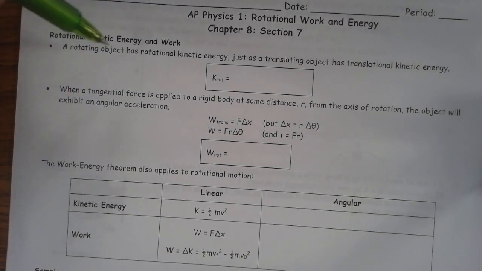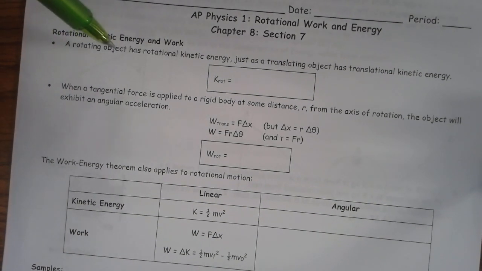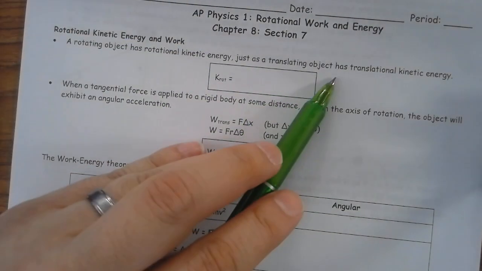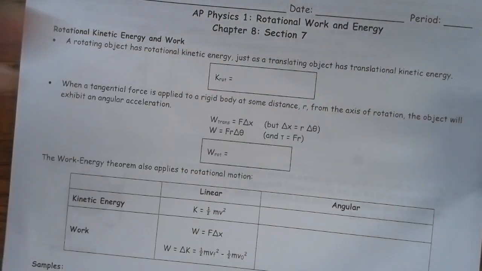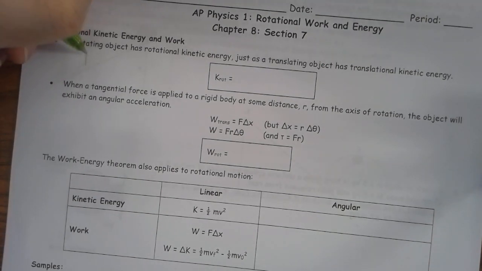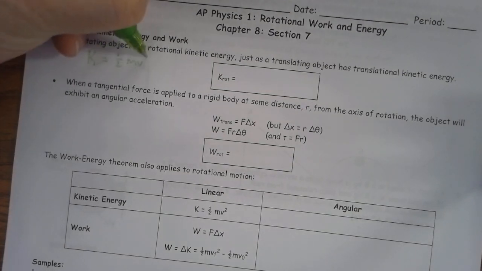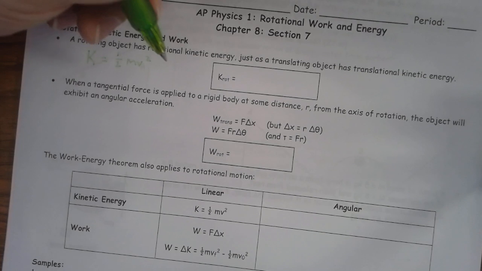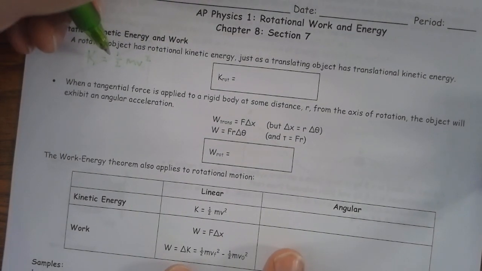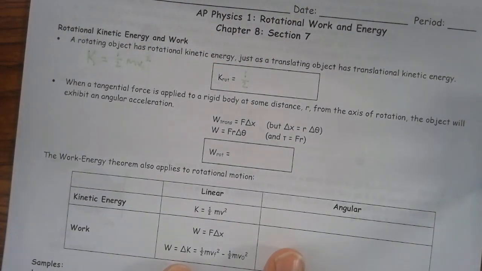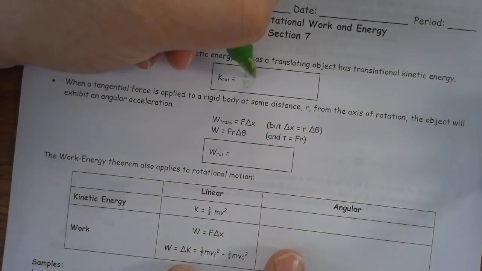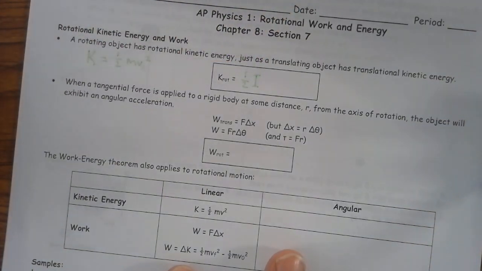So we're talking about rotational kinetic energy and work. Rotating objects have rotational kinetic energy, just as translating objects have translational energy. Back in the day, we knew that K, kinetic energy, was equal to what? What was the equation for that? 1 half mv squared. If it's 1 half mv squared, what acts like our m? We're going to keep the 1 half. What acts like our m in rotation form? It's not just mass, it's inertia, or mass is a type of inertia. Here's our rotational inertia, or moment of inertia.